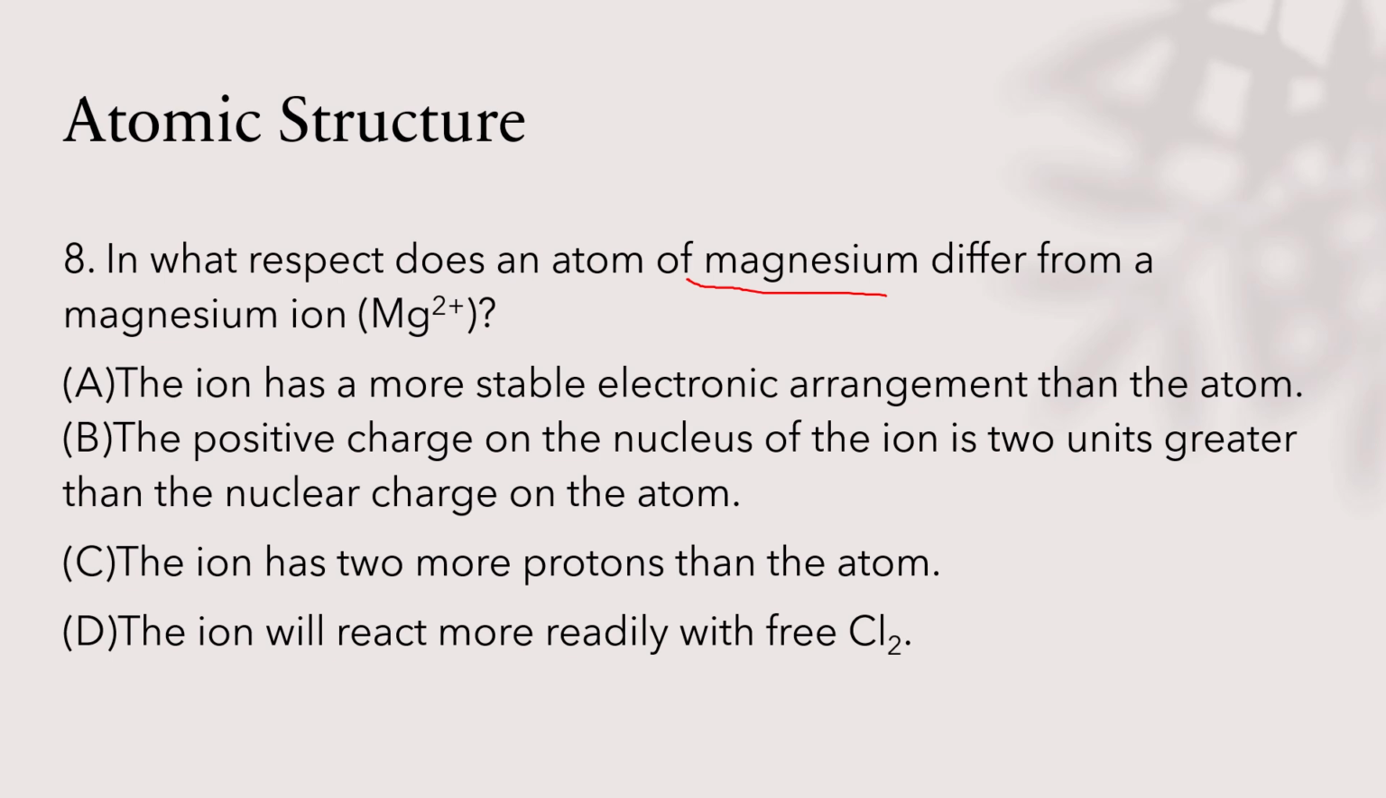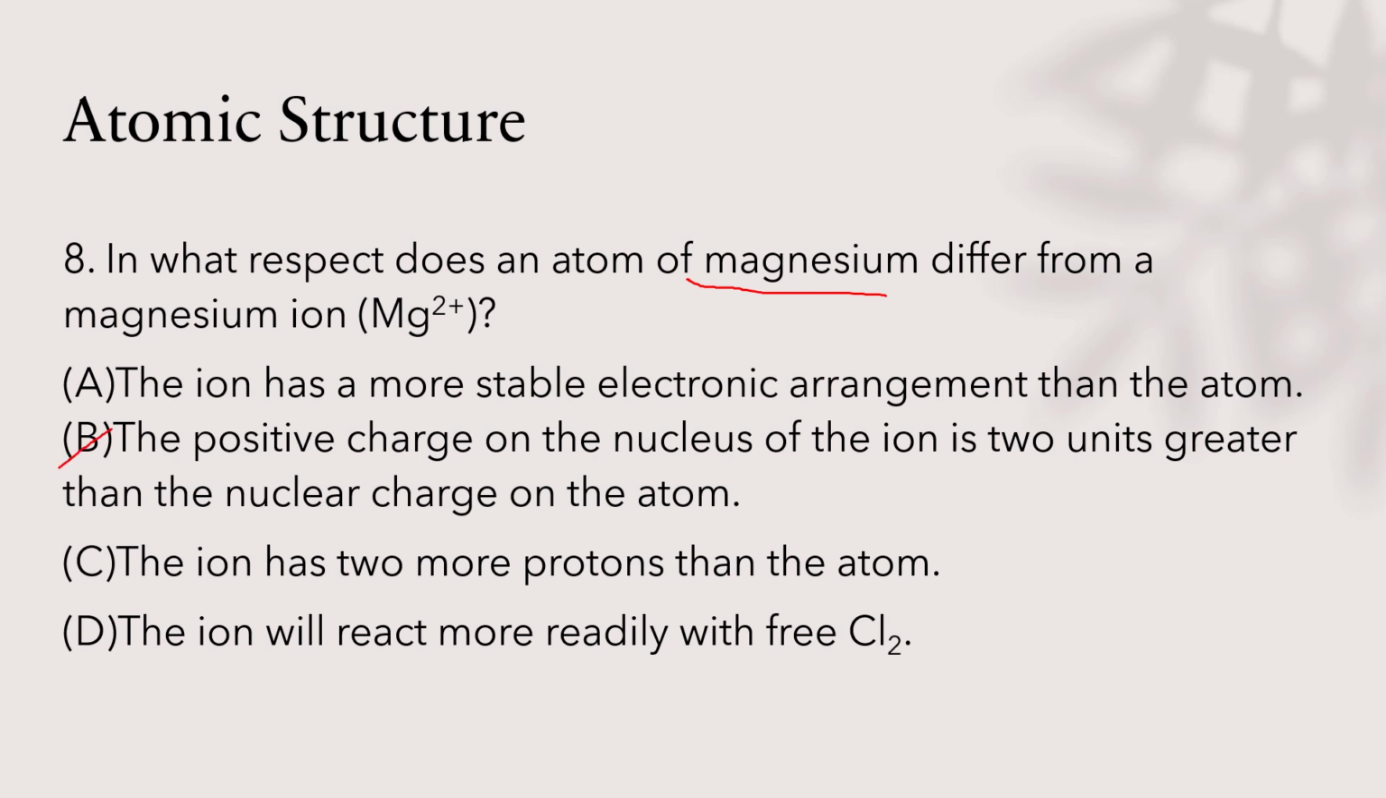Okay, so A is definitely a big possibility. Let's look at the other choices though. B, the positive charge on the nucleus of the ion is 2 units greater than the nuclear charge on the atom. Honestly, I'm not even sure what that means, so we're just going to say no.